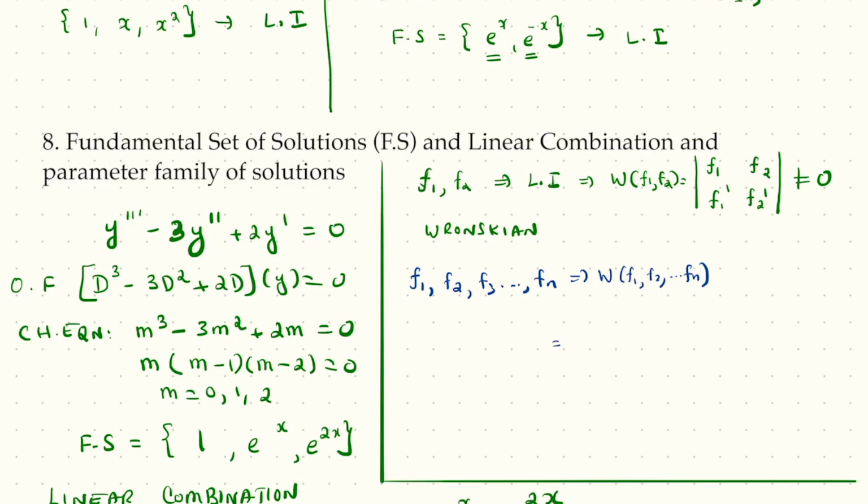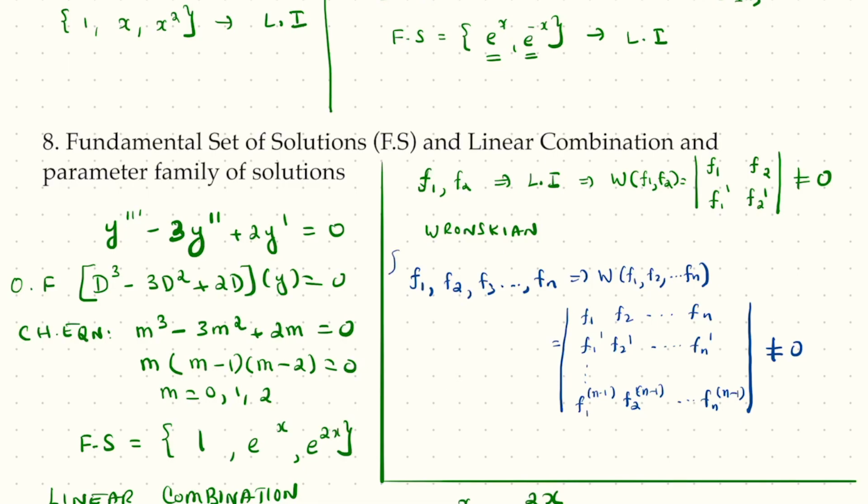And the Wronskian is going to be this. You're going to have f1, f2, up to fn, f1 prime, f2 prime, up to fn prime, and then you keep on going all the way up to the f1 (n minus 1) derivative, f2 (n minus 1) derivative, fn (n minus 1) derivative. You take a look at this determinant, which is not an easy computation, it's going to be expensive, but if this is not equal to 0, then we can say this set right here is a linearly independent set.